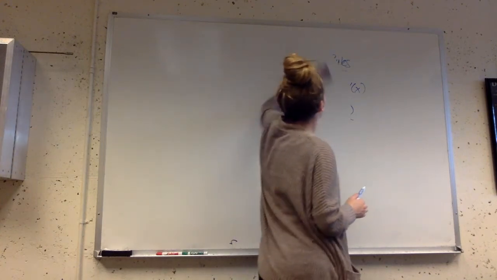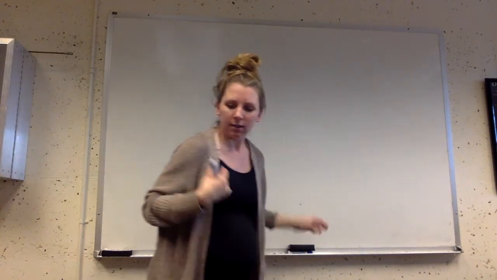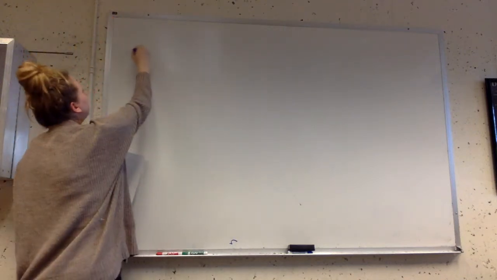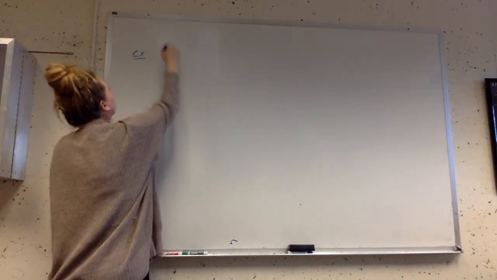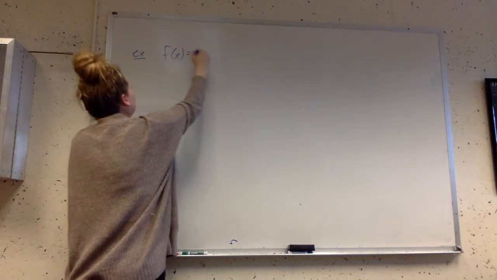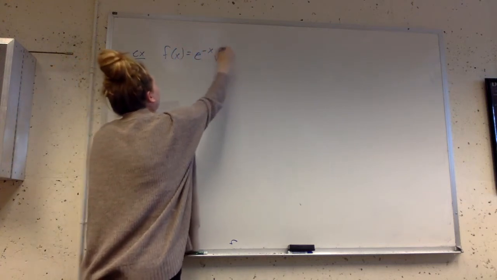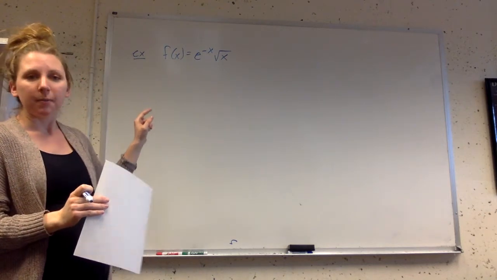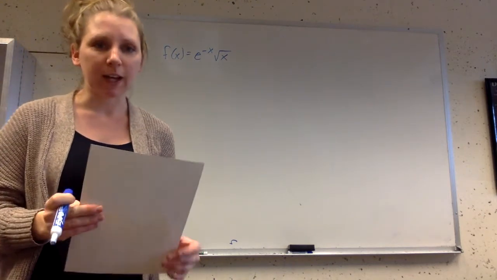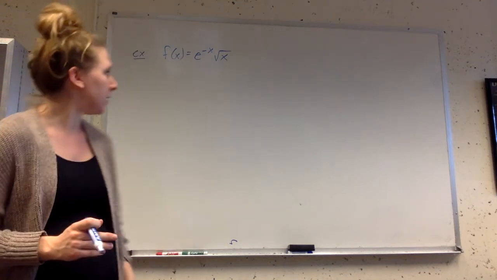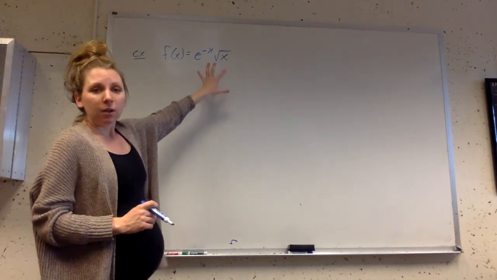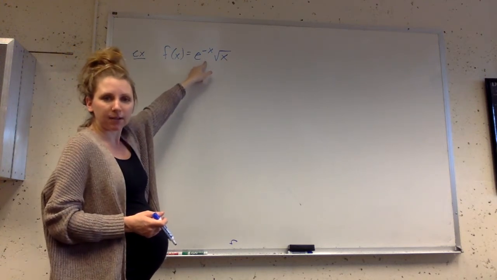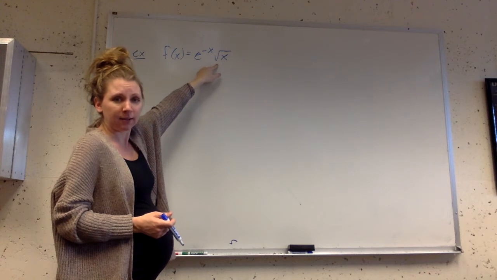All right. So let's see. For the first one, here we have f of x is equal to e to the minus x times the square root of x. And we want to take the derivative of this. So we want to use the product rule. Notice that we have a product between e to the minus x and root x.